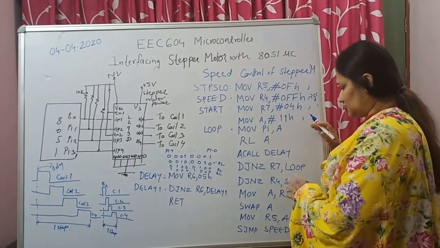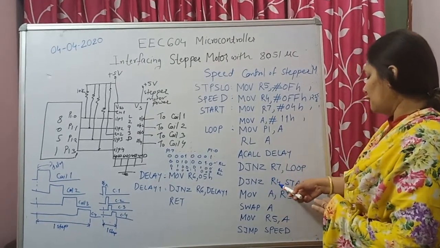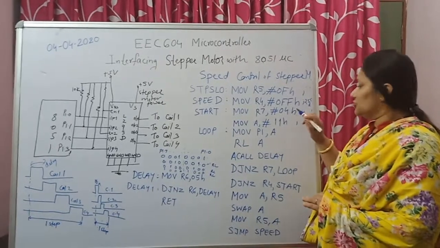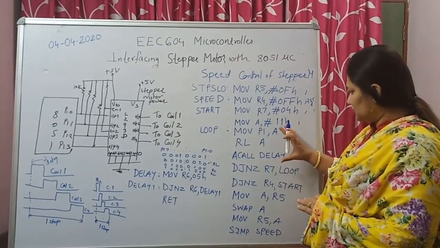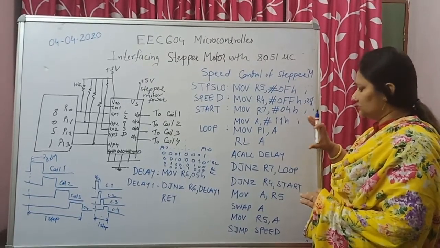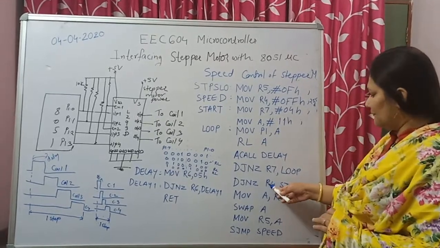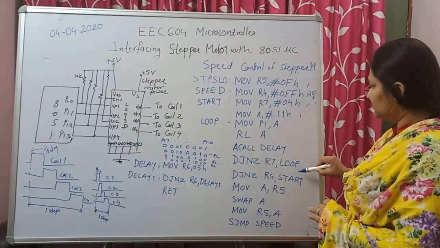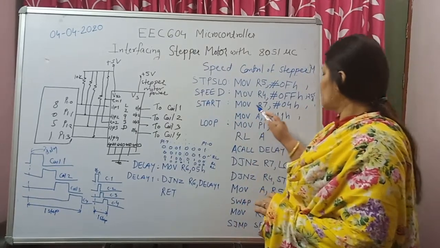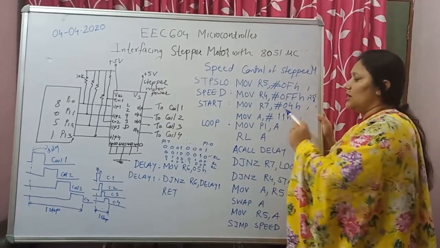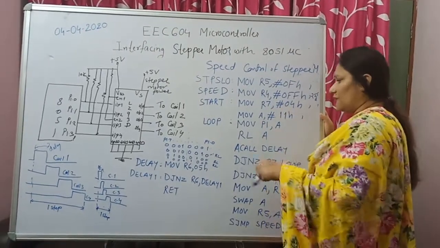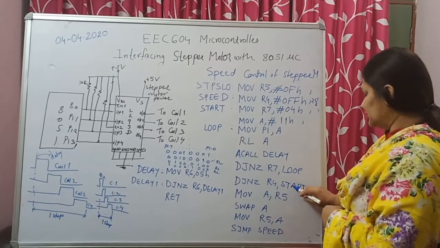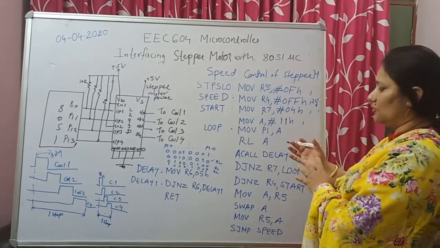When we complete one step rotation, we are decrementing R4 by 1. How many rotations have we kept? We have kept 255 rotations. This type of one rotation which we have completed, such 255 rotations we will complete, and this is checked with the help of R4. Once R4 goes to 0, we jump to the location start. Start stands for MOV R7, #4, because when we complete one rotation, R7 has gone to 0. So for the next rotation, we have to reload R7 with the number of coils, that is 4. With this we are completing 255 rotations.